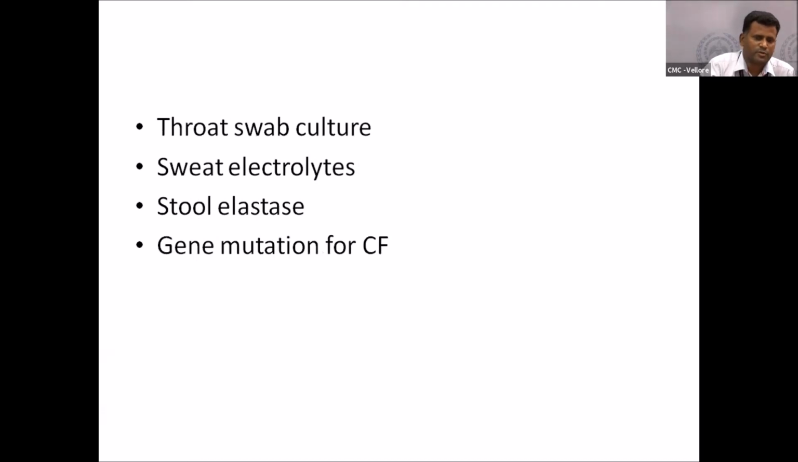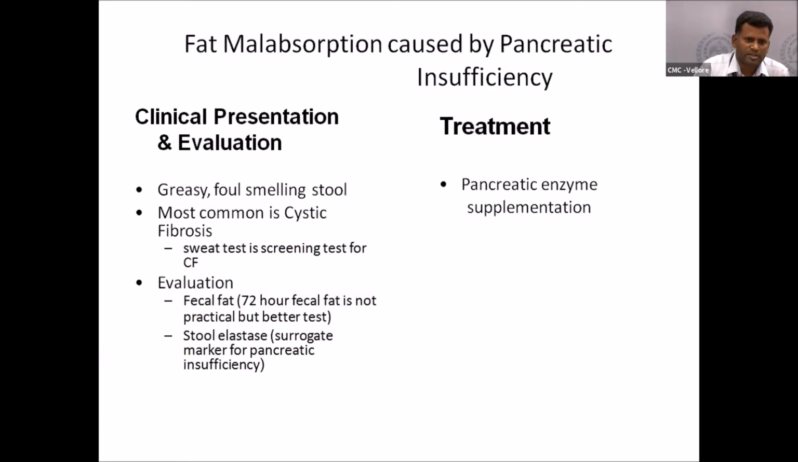Then next step, what we'll do, sweat electrolytes and also stool elastase to look for pancreatic insufficiency. Throat swab as an additional one, because most of the time the throat will be colonized with unusual organisms. And gene mutation for cystic fibrosis is the next step. So fat malabsorption usually caused by pancreatic insufficiency. Most common cause in children is cystic fibrosis. And as we discussed about the evaluation, treatment is pancreatic enzyme supplementation.